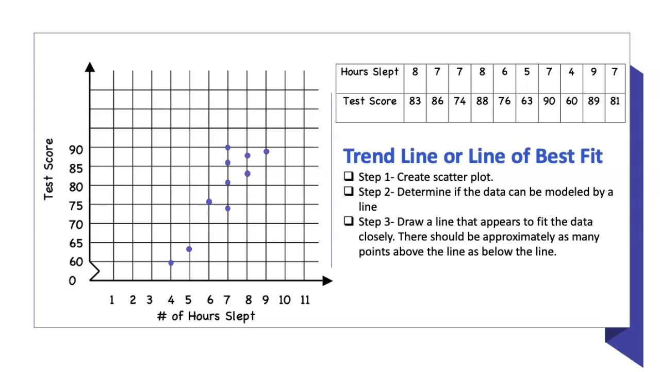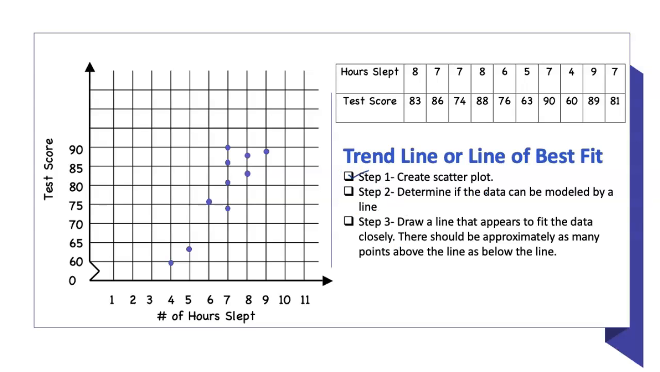Today's lesson is really about the trend line. So a trend line or a line of best fit, either way, they're both the same. If we want a line of best fit or a trend line, they mean the exact same thing. You start by creating a scatter plot, step one. We're done, got that, okay.